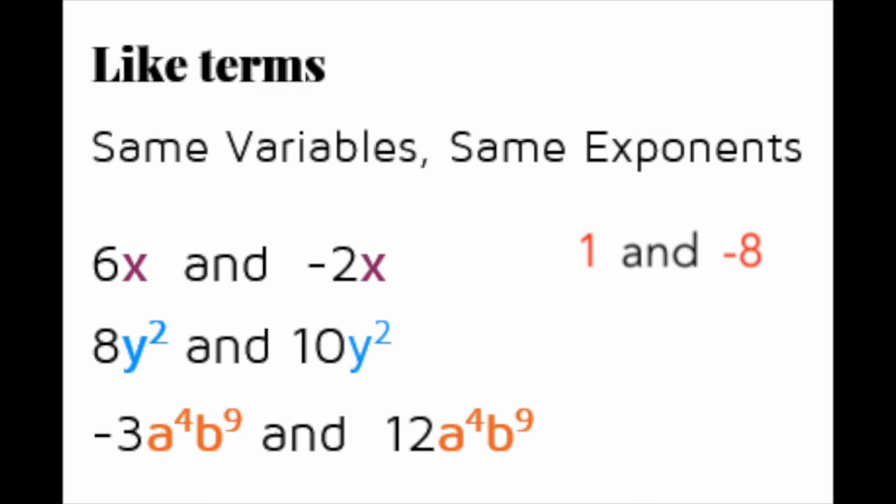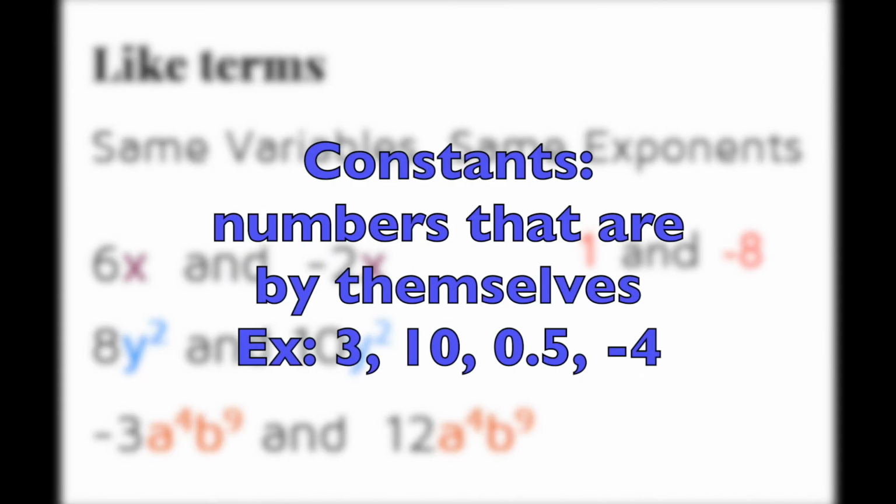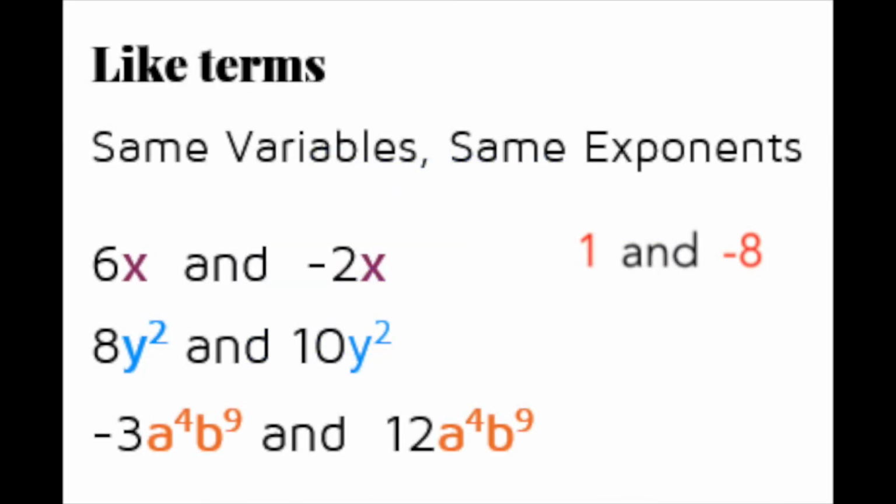On the right side, we see that 1 and negative 8 are like terms. Numbers that are by themselves without being multiplied by any variable are called constants, and they are like terms with other constants. So in order to solve equations, or even just simplify expressions, one skill we have to master is how to combine like terms.